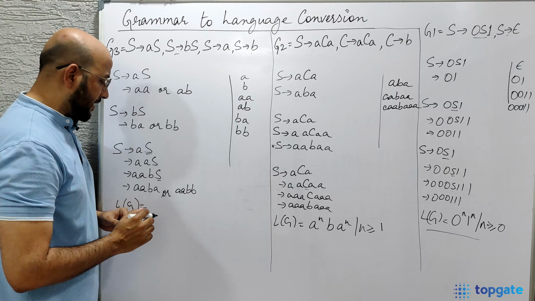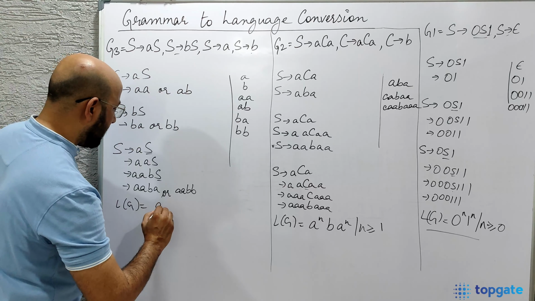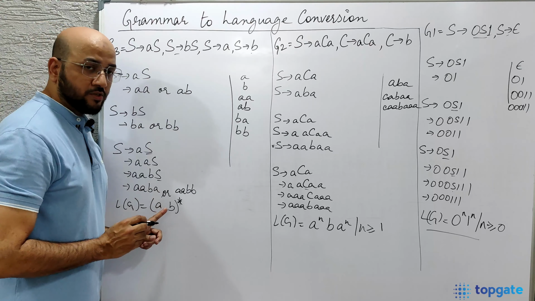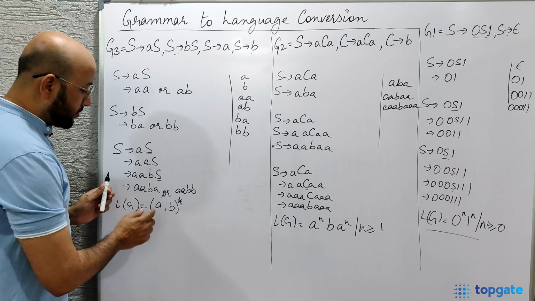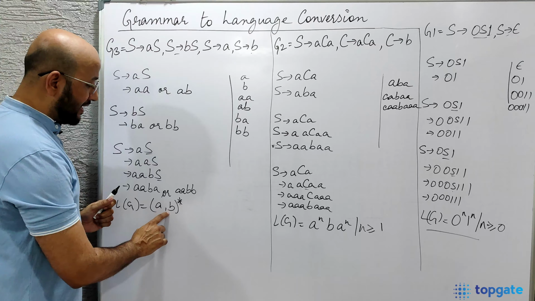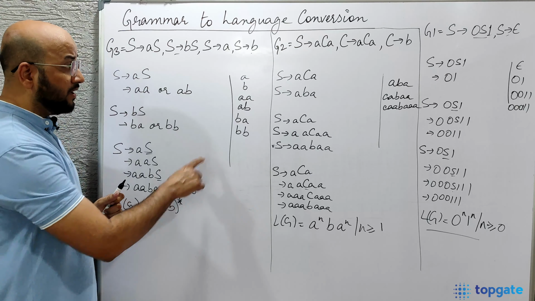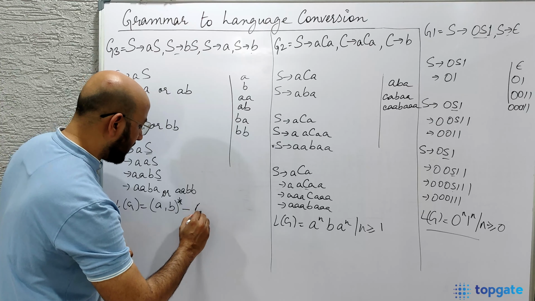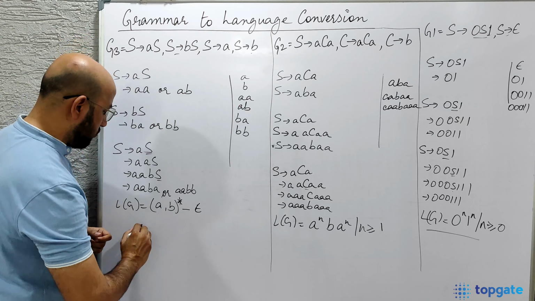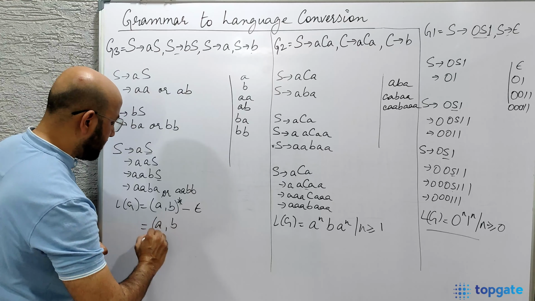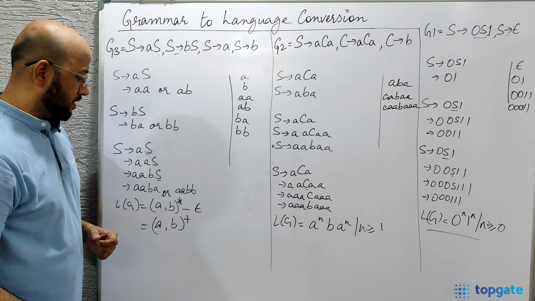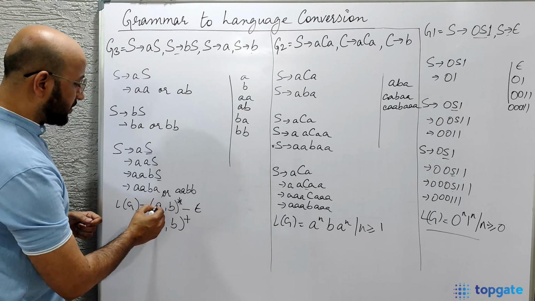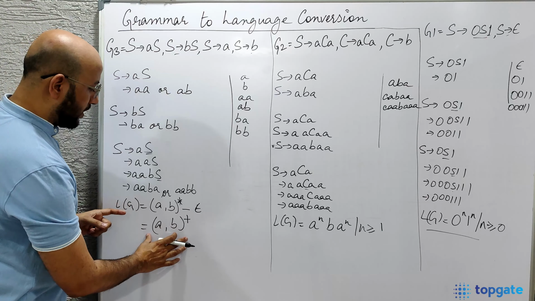So for the language, what I can have is {A, B} star. Now what is this star? This {A, B} star is called the Kleene closure. This means all the possible combinations of A and B including null, but we are not getting null here. So what will I do? I'll just do minus epsilon here. Now this is equivalent to {A, B} plus. This {A, B} plus is called the positive closure. This {A, B} star is called the Kleene closure. This is called the positive closure.